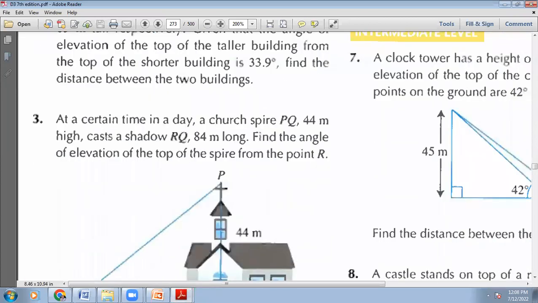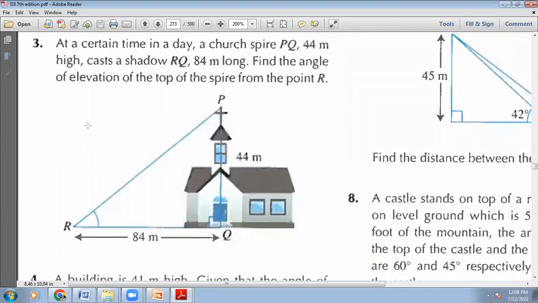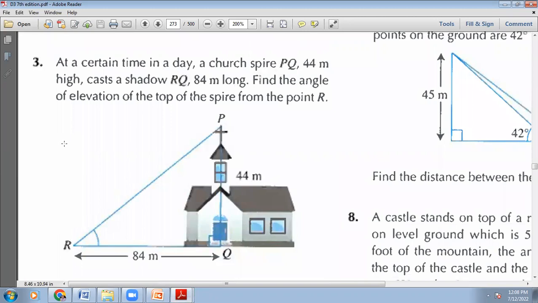Okay, so we are going to the next question. The next question is, at a certain time in a day, a church spire PQ, this is the church spire PQ, which is 44 meter high.